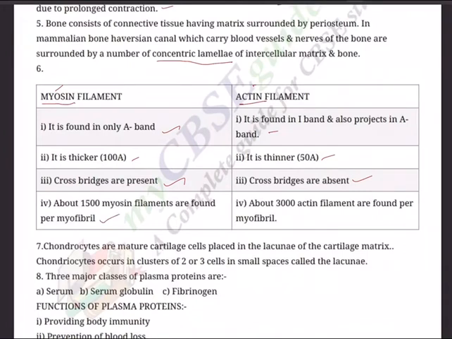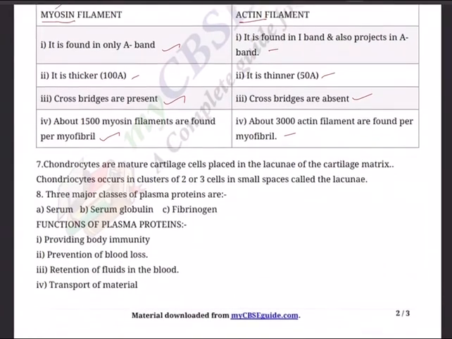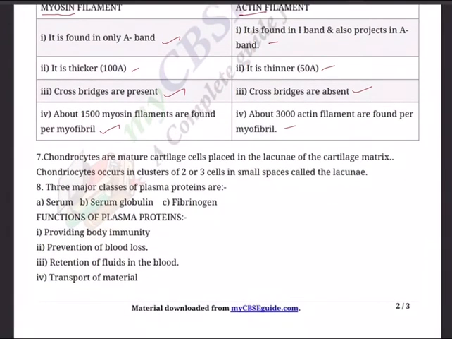About 1500 myosin filaments are found per myofibril, muscle fiber. About 3000 actin filaments are found per myofibril.